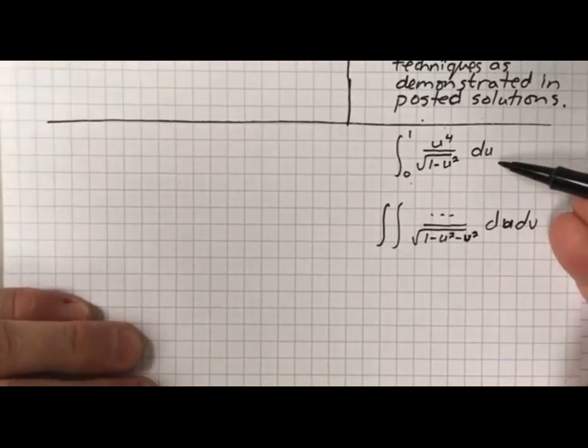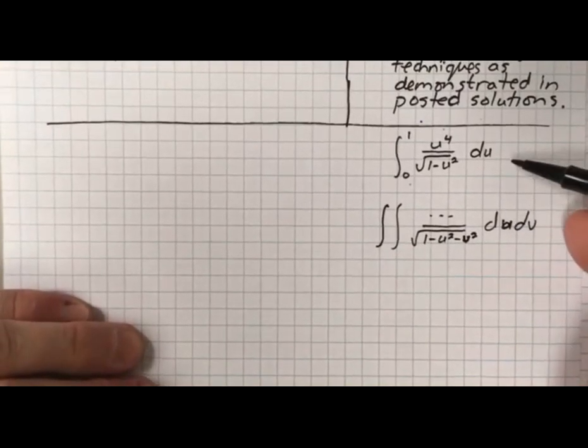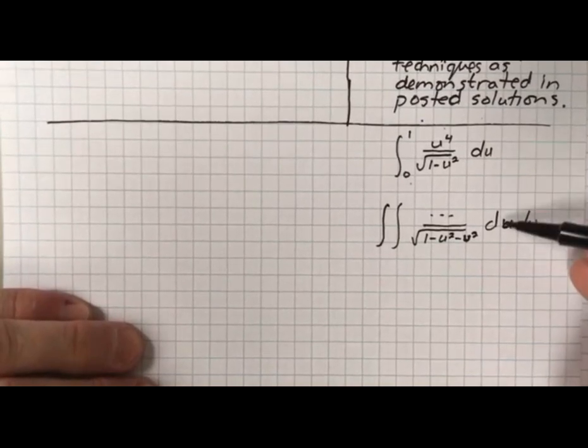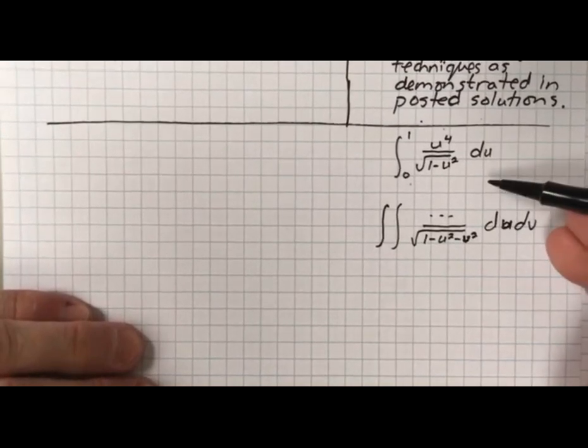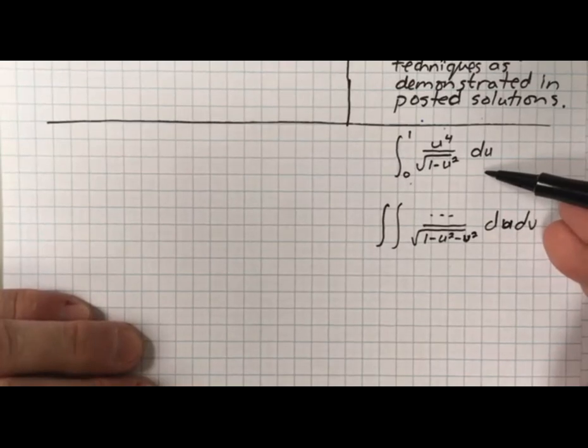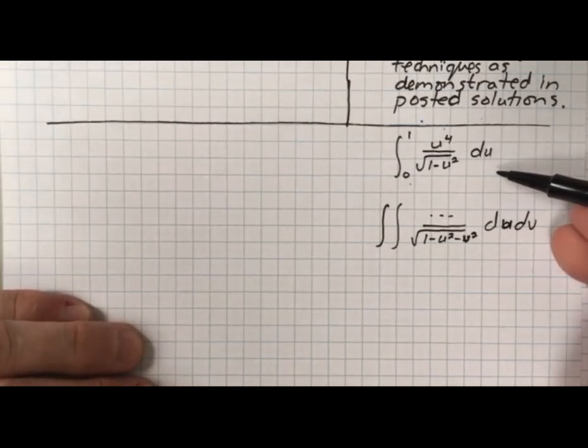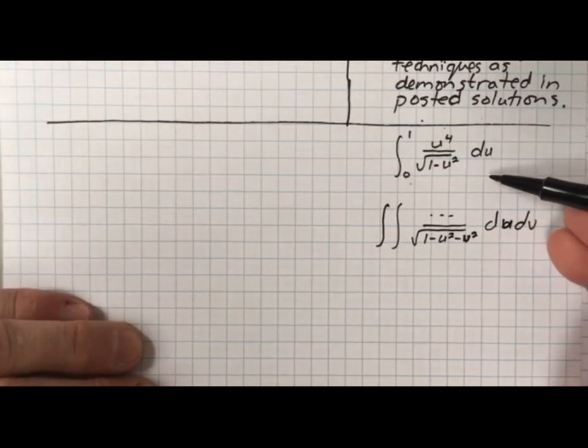Do not forget any of the previous things you learned. Things like this are improper integrals. You cannot take it for granted they're finite. So even if part of your integration turns out to be zero, zero times infinity is not necessarily zero, as you learned in calculus one.